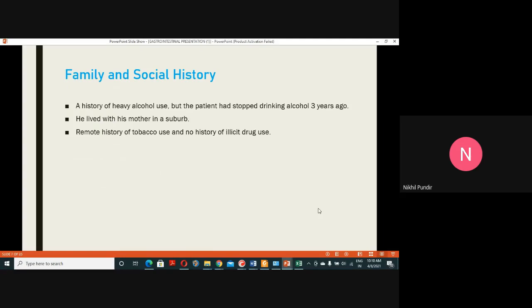Now the family and social history for this patient: the patient was a heavy alcohol abuser, but he stopped drinking alcohol about 3 years ago, and he lived with his mother in a suburban area. He had a history of tobacco use, but there was no history of illicit drug use.